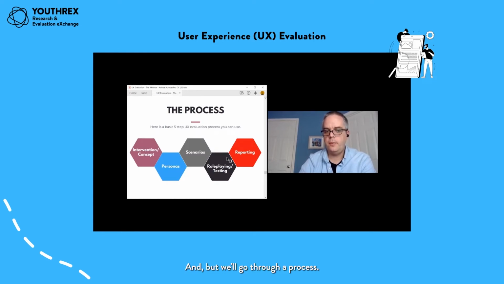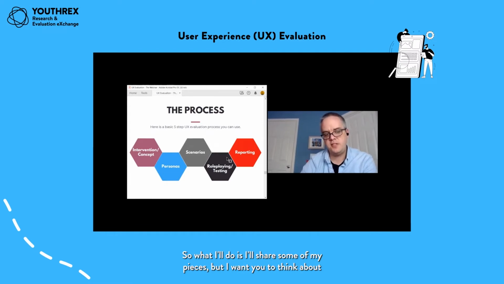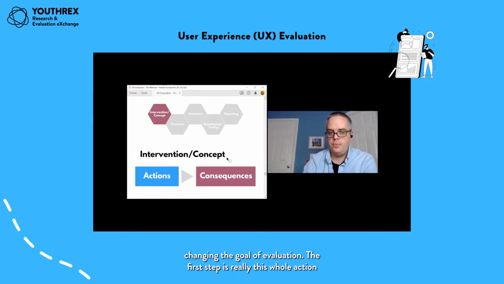But we'll go through a process. What I'll do is share some of my pieces, but I want you to think about your own programs, and we're going to dive back into this. I'm going to ask you questions about your own programs, and I want you to start thinking through them as if you're thinking through a user's perspective. So again, changing your mindset, changing your approach, not changing the goal of an evaluation. The first step is really this whole action-consequence pair. We need to understand what it is we're doing.